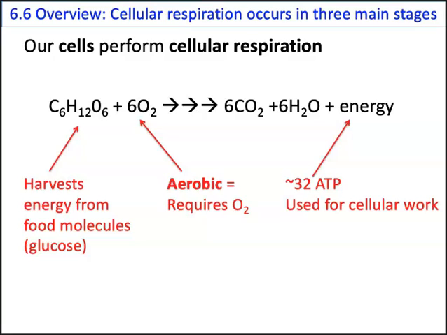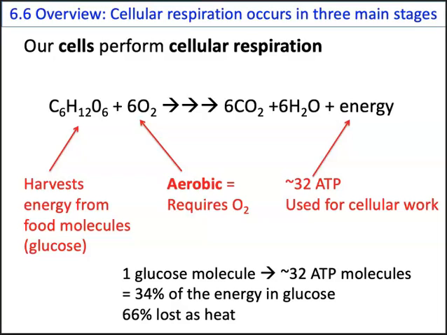Now, a quick note, that number, 32, that's kind of a squishy number. You'll see different textbooks giving different numbers for that, from between 32 up to about 38 ATP. We're going to go with 32 for ours. The reason why there are different numbers is because different textbooks sometimes use different ways to calculate how many ATP you get out at the end, and you're not always getting exactly this amount for every molecule of food. So we're just going to go with about 32 ATP for our purposes.